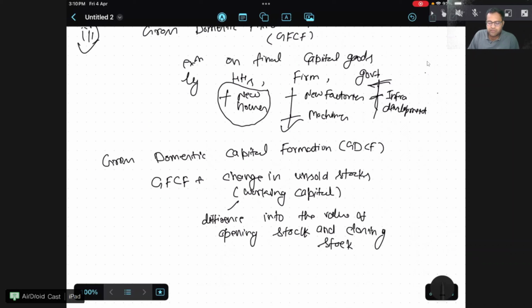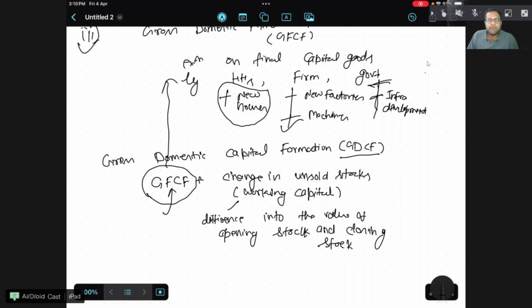We try to understand the total capital formation of any domestic territory. For this capital formation, first is the GFCF, as we had seen, the expenditure made by the household, the government, and the firm in order to form a capital good. So in the GDCF, total capital formation, first we calculate the fixed capital formation, GFCF, and the second one is the change in the unsold stocks.